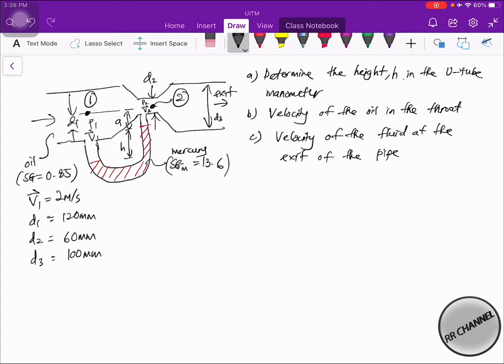Okay, in this video we are going to apply the equation of Venturi meter that we have derived from the Bernoulli equation for this example. Here we have the Venturi meter coupled with the manometer. We have two sections here, from the inlet to the outlet at the throat, and then we have also another section, section 3, which is the exit of this pipe.